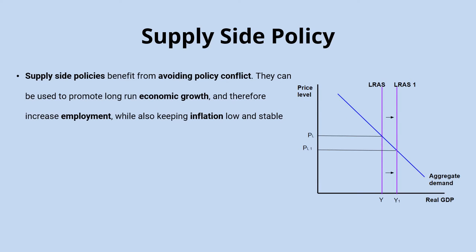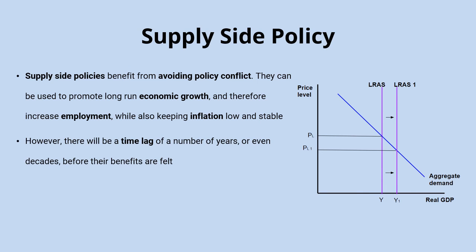And that means that the big attraction of these policies for governments is that they avoid that policy conflict that influencing the demand side of the economy brings. These demand side policies tend to trade off low and stable inflation against being able to increase jobs and get more employment. But with supply side policies, you can promote sustained long-run economic growth, you can increase employment, and you can keep inflation under control all at the same time.